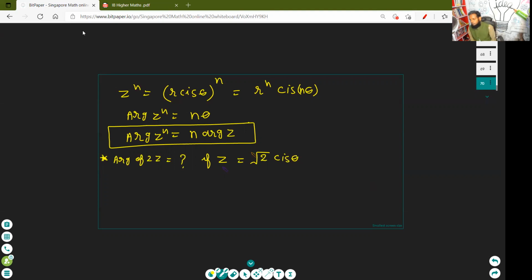Argument of 2Z. Yes, the Z value is given. So I multiply Z by 2? Yes, they are multiplied. Okay. Good. Like that? Yes, good.